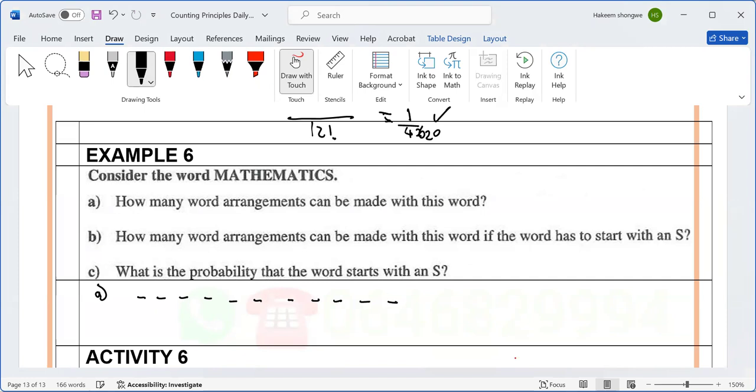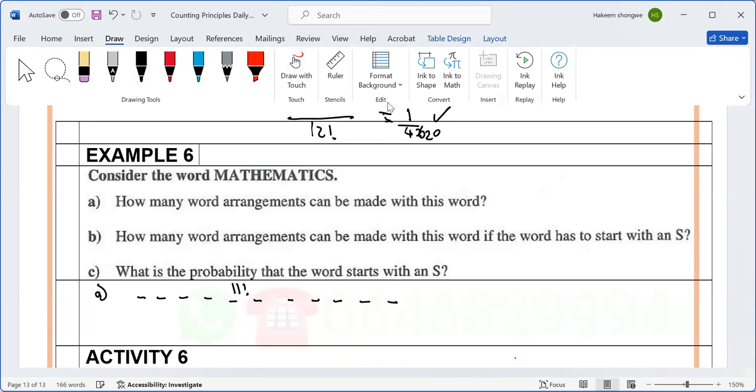I don't care whether they are identical letters or not. I just say there are 11 letters that I need to arrange. Now, how many ways can I arrange these letters? I can arrange them in 11 factorial ways. This is how I'll do a question, whether they're identical letters or not.